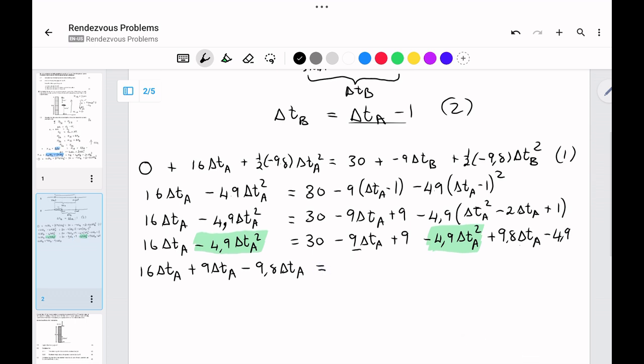So now let's do the constants. I don't have any constants on the left. So I'll come to the right hand side. I just have the 30. And then I have a 9 plus 9. And I have a minus 4.9. Okay, so now I'm going to go to my calculator.